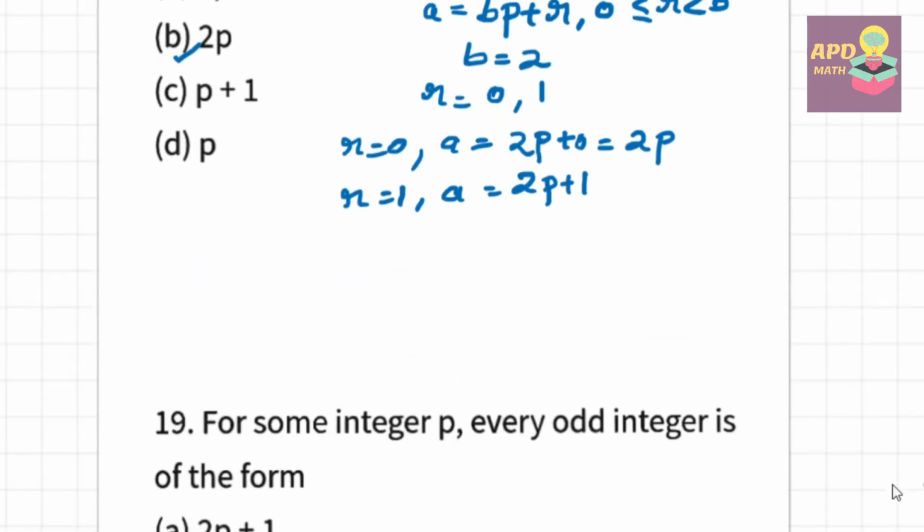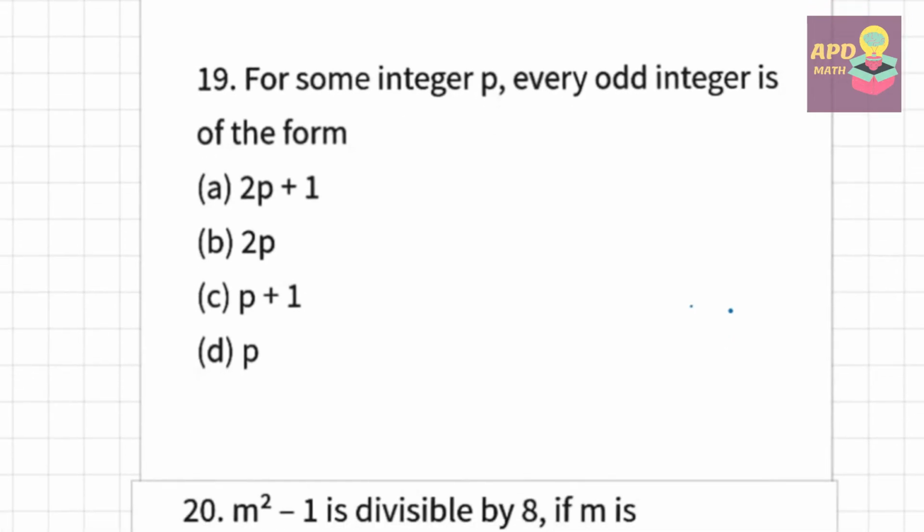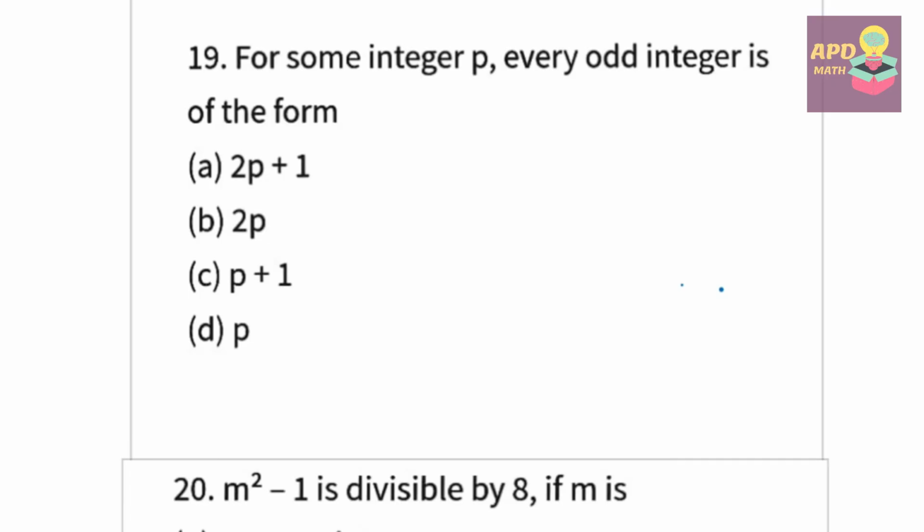Now the next question is, for some integer p, every odd integer is of the form what? I have explained that every odd integer is of the form 2p plus 1. We can use Euclid's division lemma. Then when r is equal to 1, the odd integer is of the form 2p plus 1. When r is equal to 3, it is 2p plus 3. When r is equal to 5, it is 2p plus 5. So every odd integer is of the form 2p plus 1.